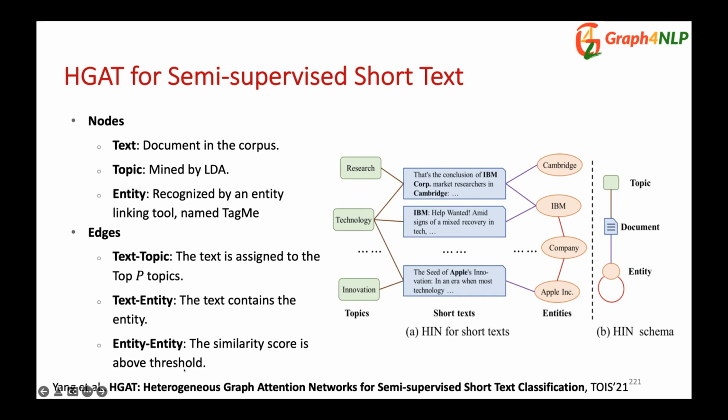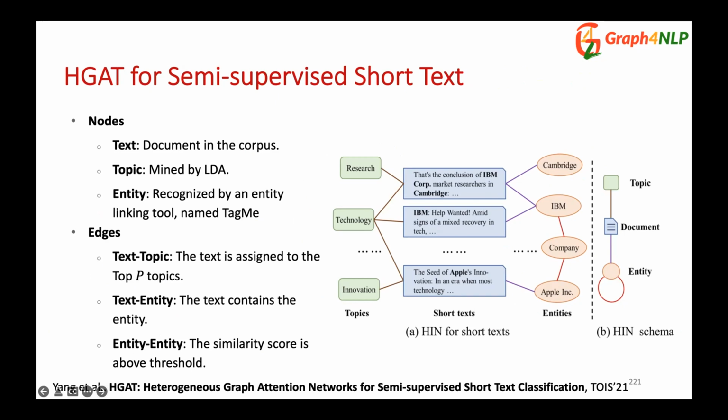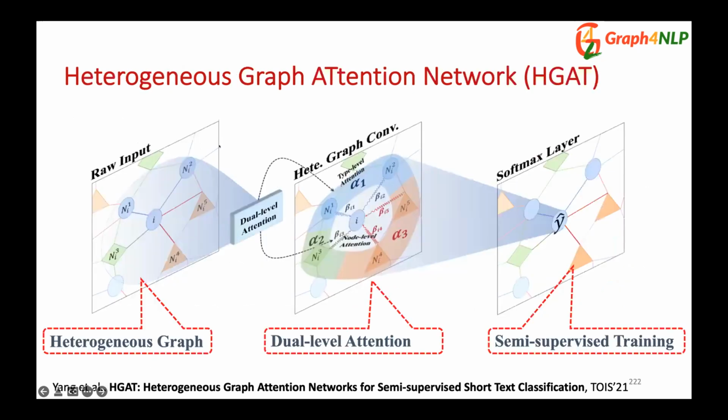Basically this is a general framework, and this is a specific type of heterogeneous graph they applied. You can also incorporate other graph elements into it. In this example, we have different edges like the text-topic edge, the text-entity edge, and the entity similarity edge. This representation is called a heterogeneous information network, and they further propose the heterogeneous graph attention network to learn the representation of different nodes in it.